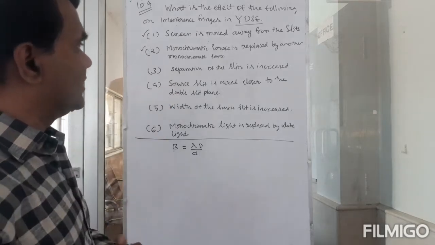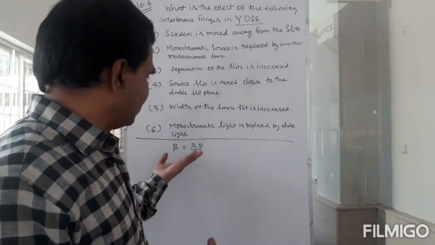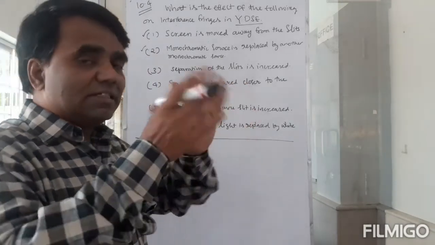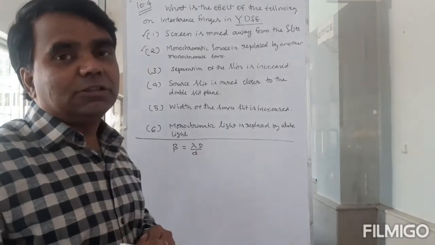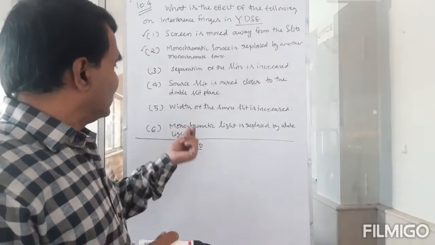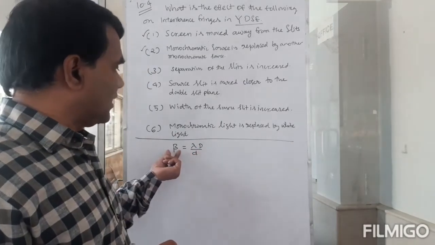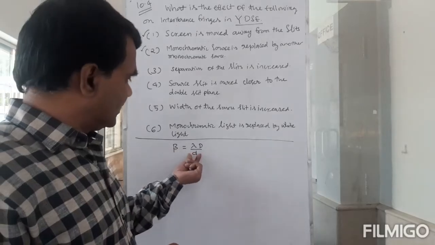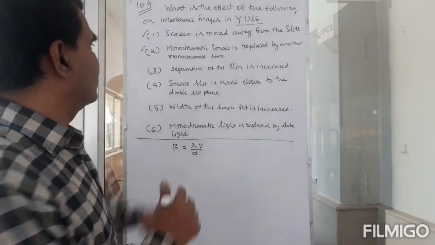Then, separation of the slits is increased. Again, use this. Separation of the slits, meaning small d, the lowercase d, is increased, meaning the bandwidth will reduce. If this increases, this should reduce. So that is 3.